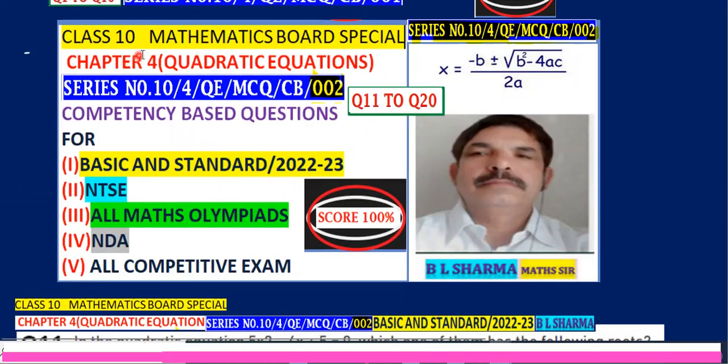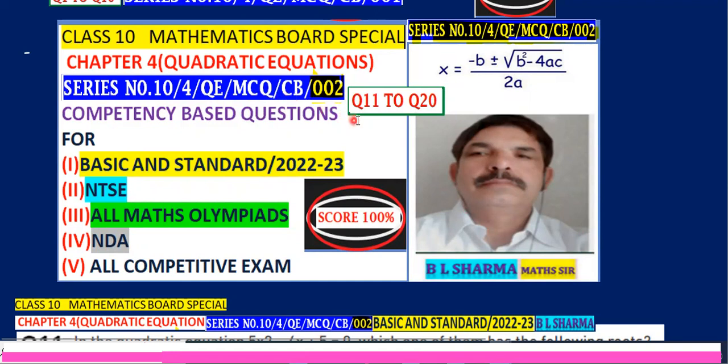Discussing class 10th mathematics board special, that is chapter number 4, quadratic equations. In this video, I will be discussing some competency based questions, means MCQs. This series is 10 4 QE MCQ CB002, means class 10 chapter 4, quadratic equations. In this, multiple choice questions or competency based questions will be there.